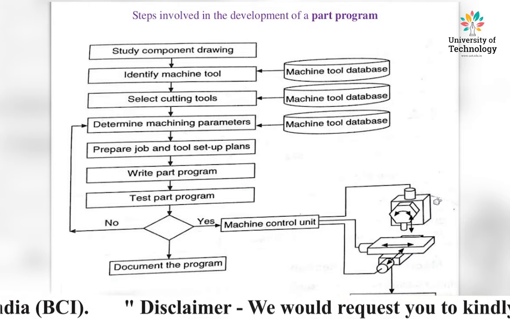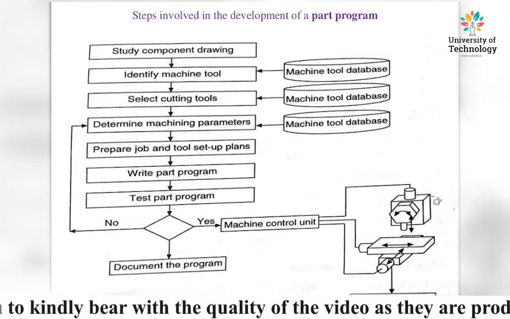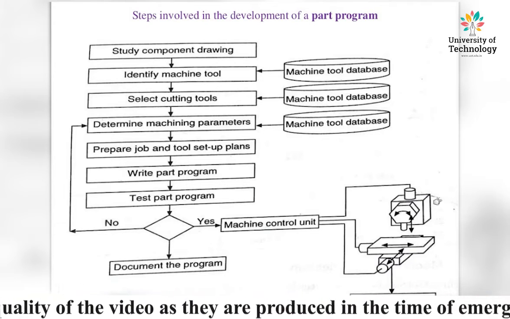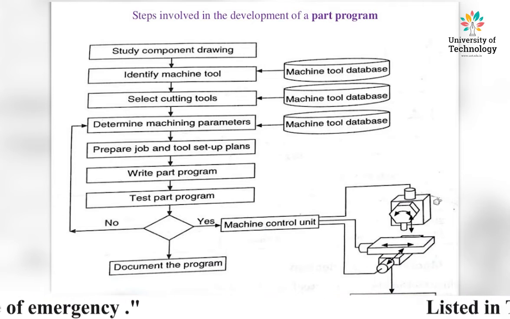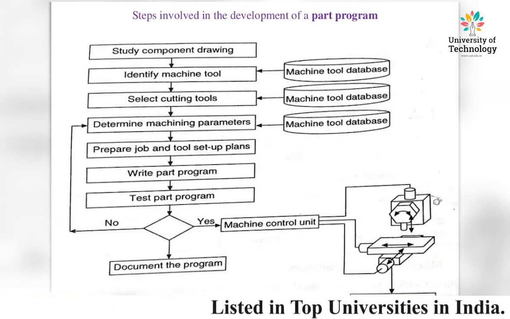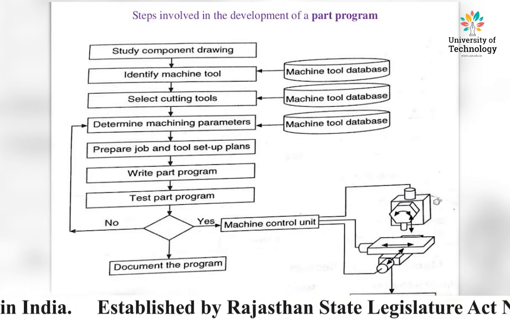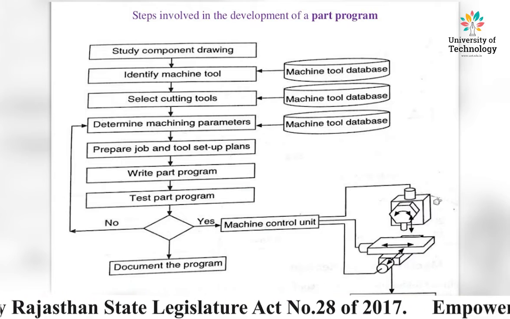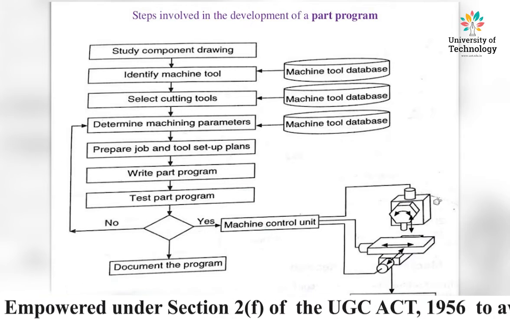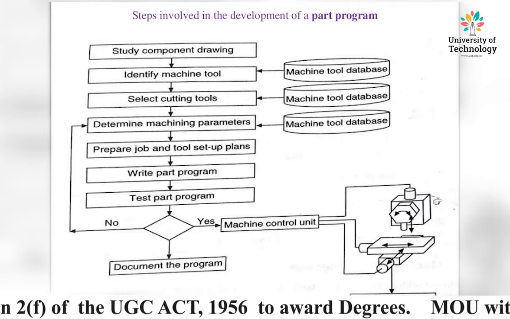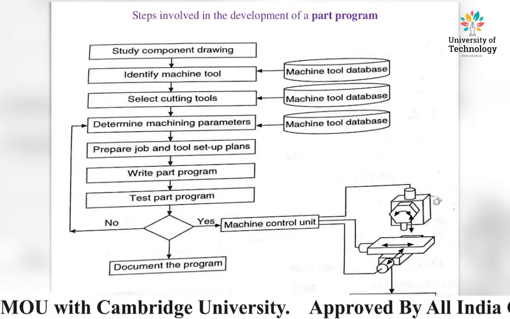First, the component drawing; then identify the machine tool from the machine tool database, and select the cutting tools, also from the machine tool database. Then determine the machining parameters from the database, prepare the job and tool setup plans, write the part program, and then test the part program. If yes, then go to the machine control unit. If no, then again determine the machining parameters and adjust according to our operation.